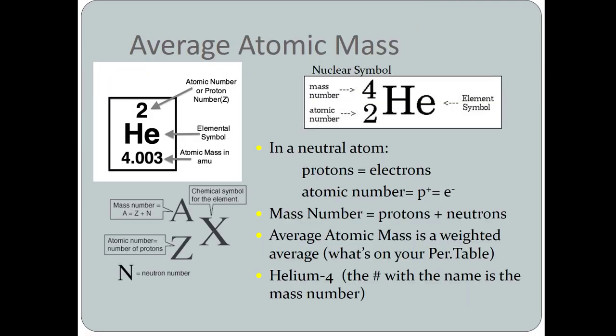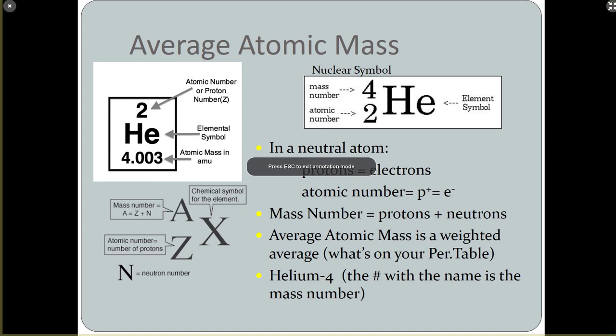All right, let's look at something called the average atomic mass. So again, in a neutral atom, the number of protons is going to equal the number of electrons. And so really what it boils down to is the atomic number, and the atomic number is this big, large number on your periodic table. That is the number of protons, and it is also the number of electrons. And as I just said before, the mass number is the protons plus the neutrons.